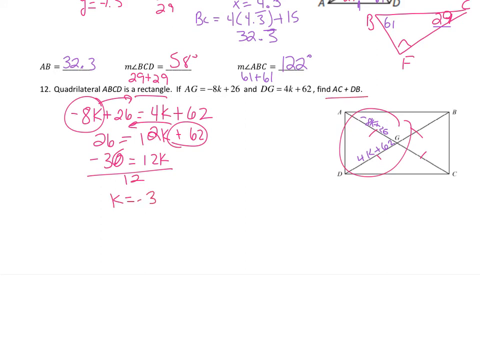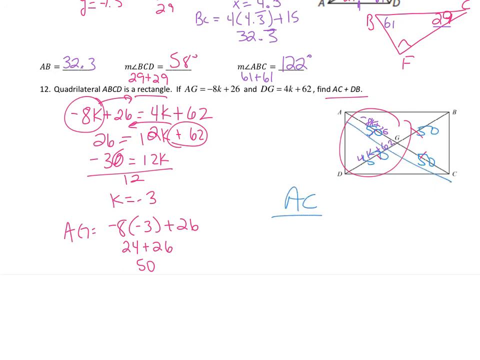Now, they want us to find what the measure of AC plus DB is going to be. So we need to figure out one of the lengths of the diagonals, and then remember they're both the same, so we can just double it. So for AG, if we put this back into negative 8k plus 26, we get 24 plus 26, so that is a 50. So if each of these pieces of our diagonal are 50, 50, 50, 50, that means that AC, the whole length, is 100, and our DB, the other one, is also 100. That means that the total length is going to be 200.